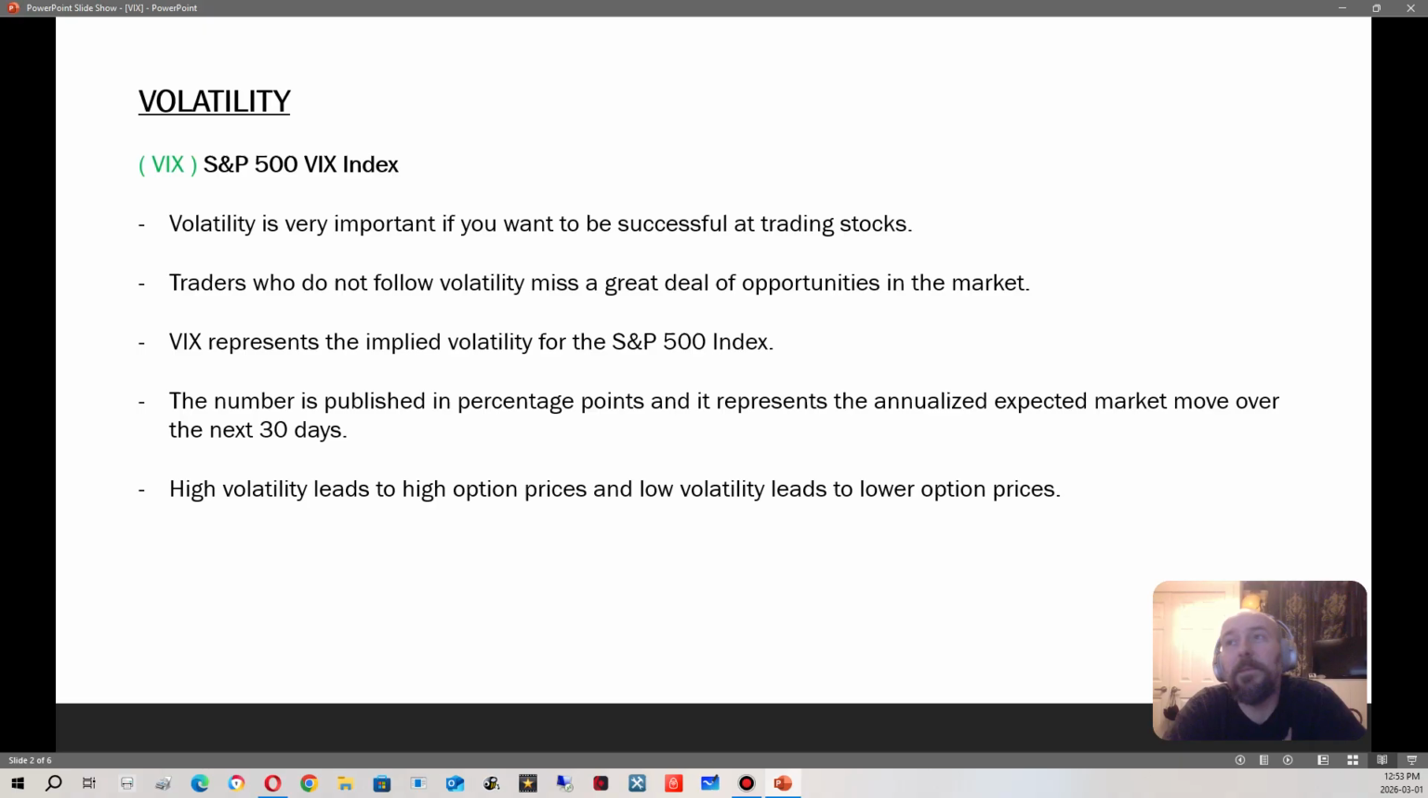VIX represents the implied volatility for the S&P 500, as we already said. The number is published in percentage points and represents the analyzed expected market move over the next 30 days. High VIX numbers lead to high option prices, and low volatility leads to low option prices. Slide 2.